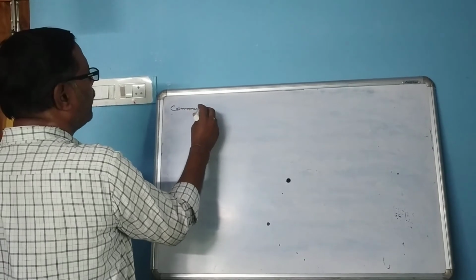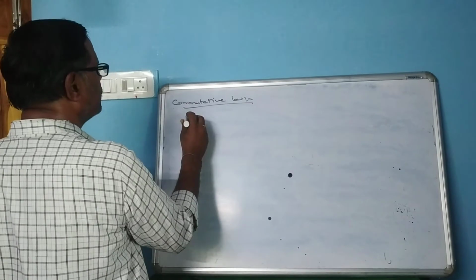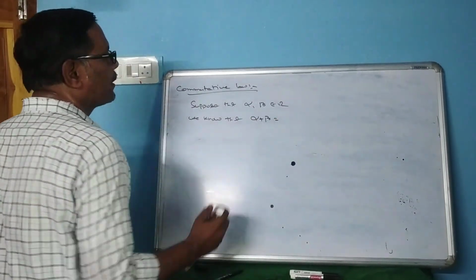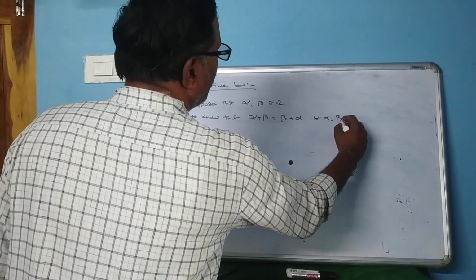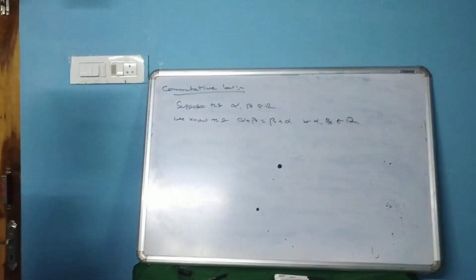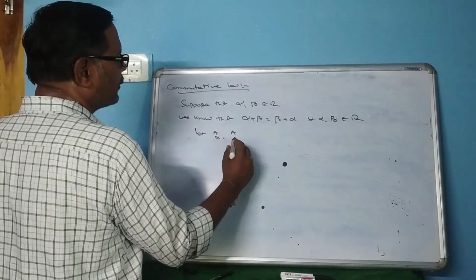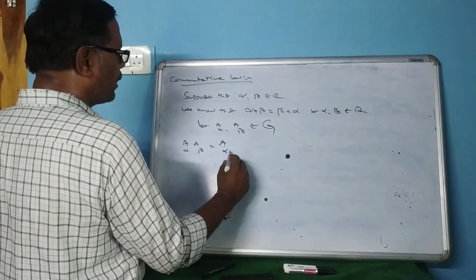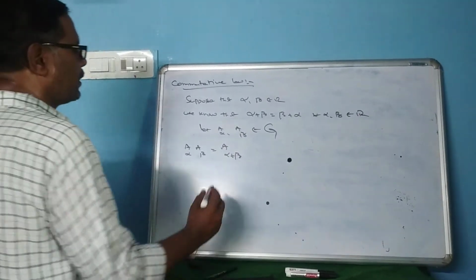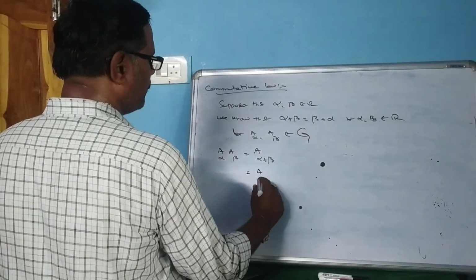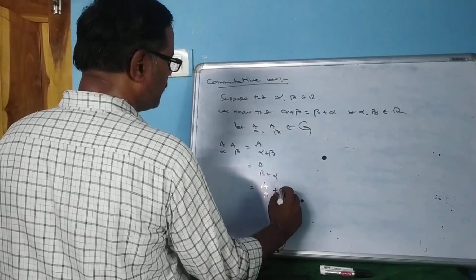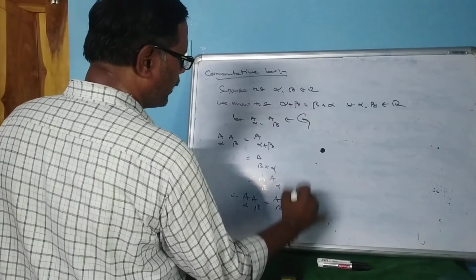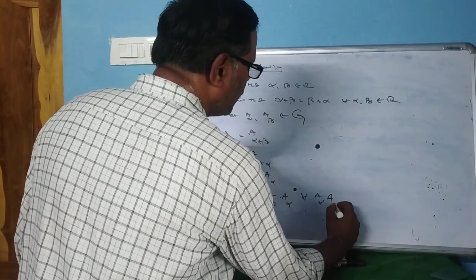Next, I wanted to show the commutative law. Suppose that alpha, beta belongs to R. We know that alpha plus beta is equal to beta plus alpha for all alpha, beta belongs to R. Let A alpha, A beta belongs to G. Now A alpha into A beta, this becomes A alpha plus beta. Now in place of alpha plus beta, I wanted to write beta plus alpha. This can be written as A beta into A alpha. Therefore, A alpha into A beta is equal to A beta into A alpha for all A alpha, A beta belongs to G.